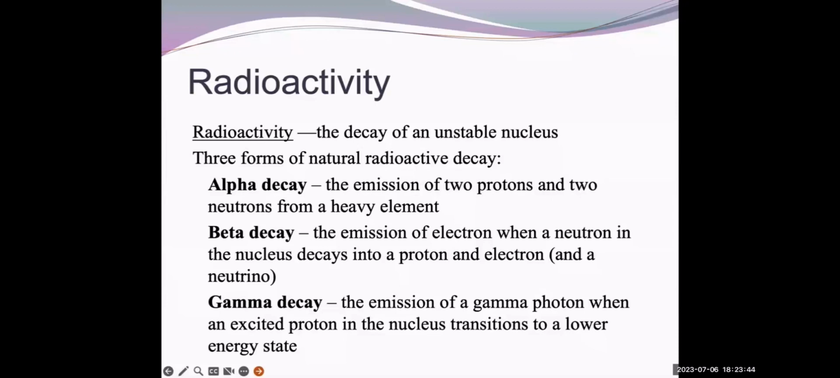But then you have gamma radiation or gamma decay, and that's the emission of a gamma photon when an excited proton in the nucleus transitions to a lower energy state. And that's kind of different than the rest. It's not a particle, but it's a high energy photon or an electromagnetic wave. These go pretty deep, and these are the ones that we actually need concrete or lead to protect against. So that separates it from the rest.